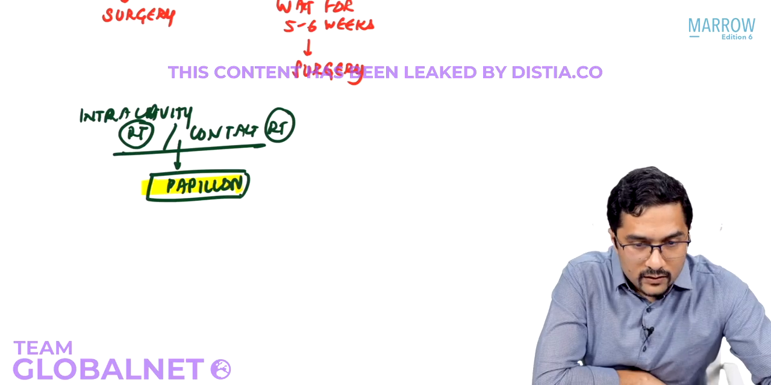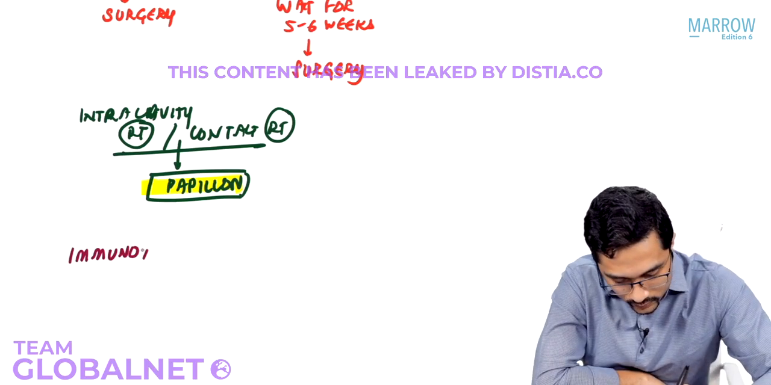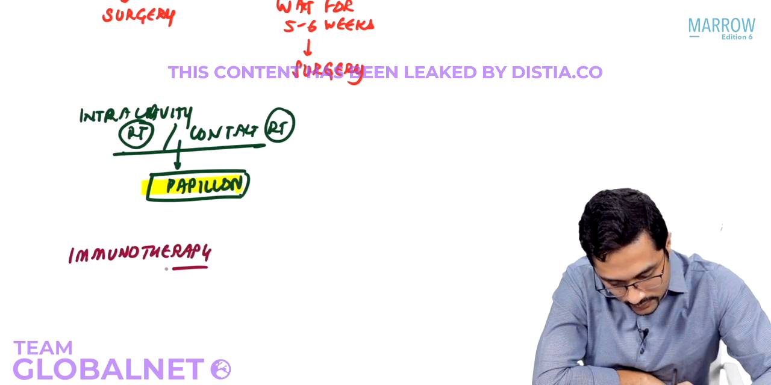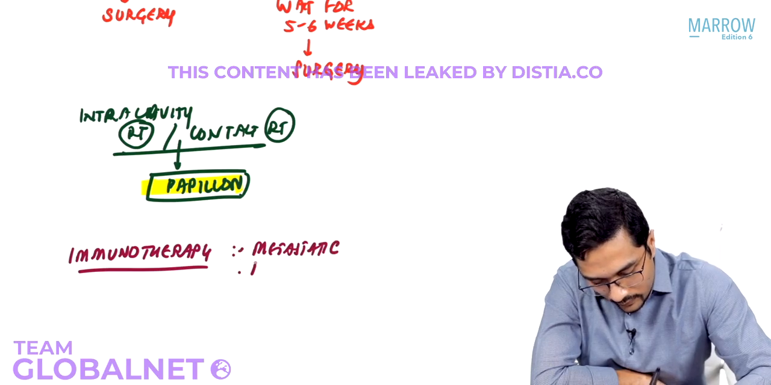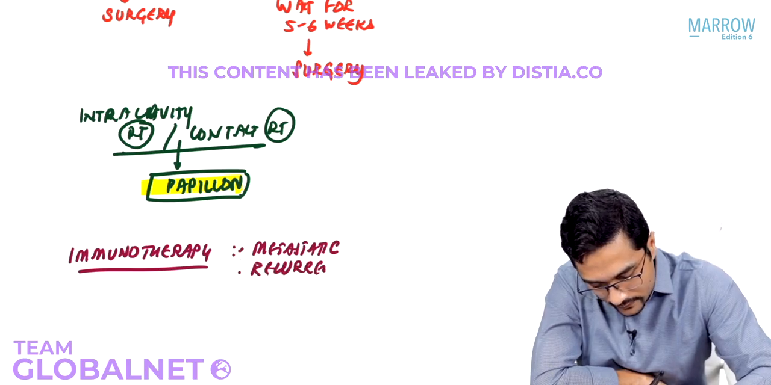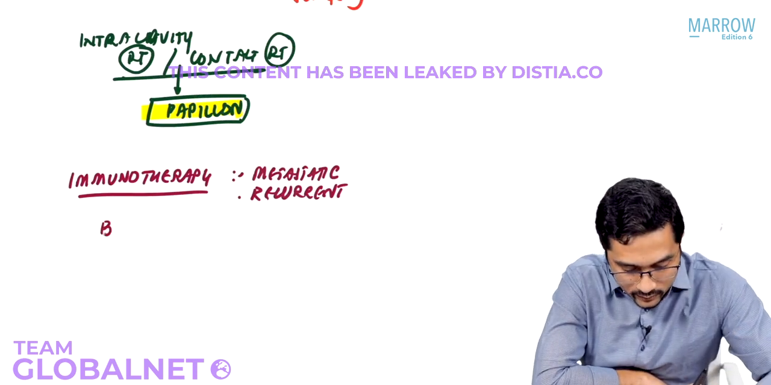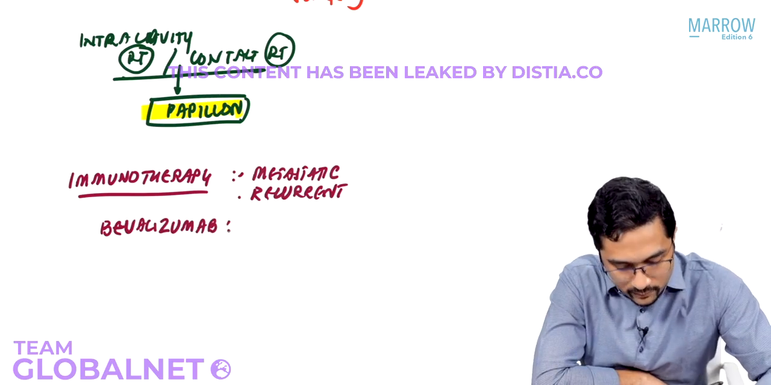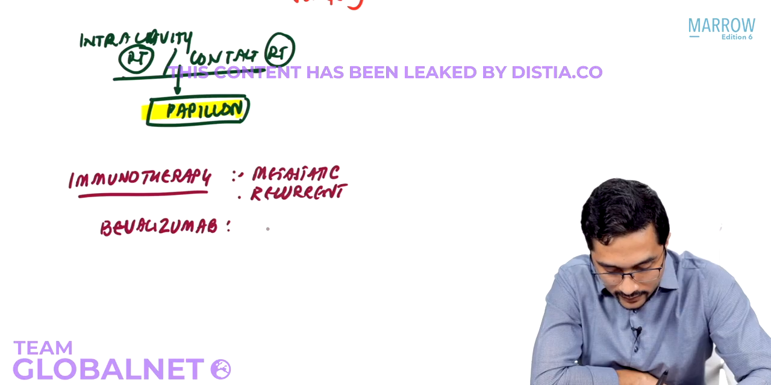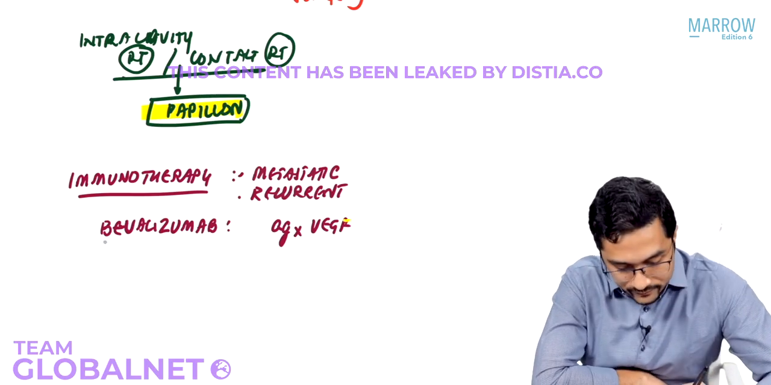Okay. Now, in addition to this, I told you immunotherapy can also be used. Immunotherapy is only used in metastatic or recurrent colorectal cancers. And the various agents which can be used are bevacizumab. Bevacizumab, you know, is a monoclonal antibody against VEGF, vascular endothelial growth factor.